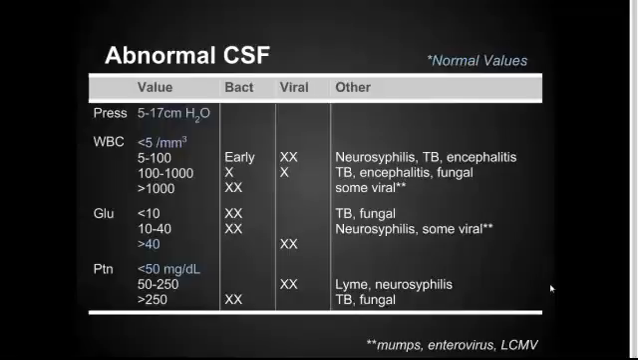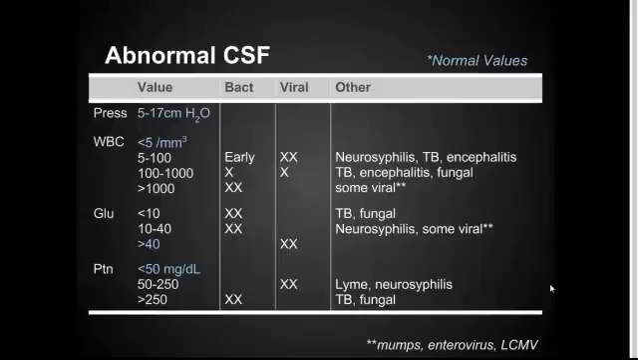If you have a severely elevated white blood count, you're thinking bacterial infection. And I did put over on the side there under the other category for each row some less likely causes of these different levels. So under white count, if you do have a slightly elevated count, so between 5 and 100, you want to be thinking either early bacterial infection or possibly viral infection. If it's greatly elevated, such as greater than 1,000, much more likely to be bacterial.